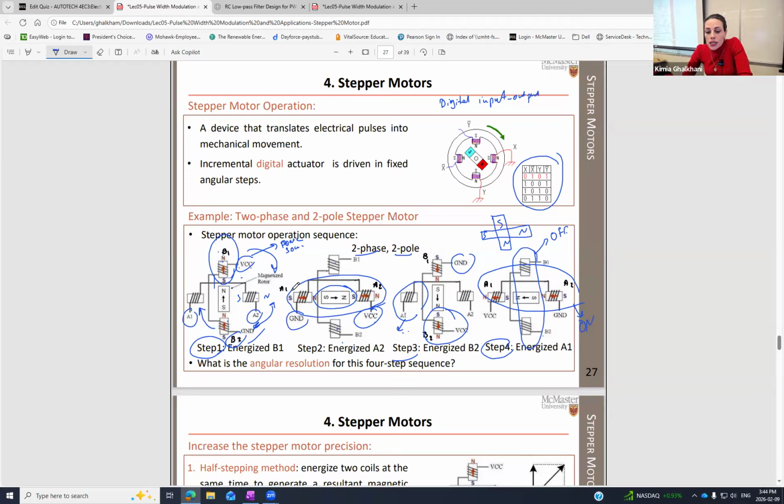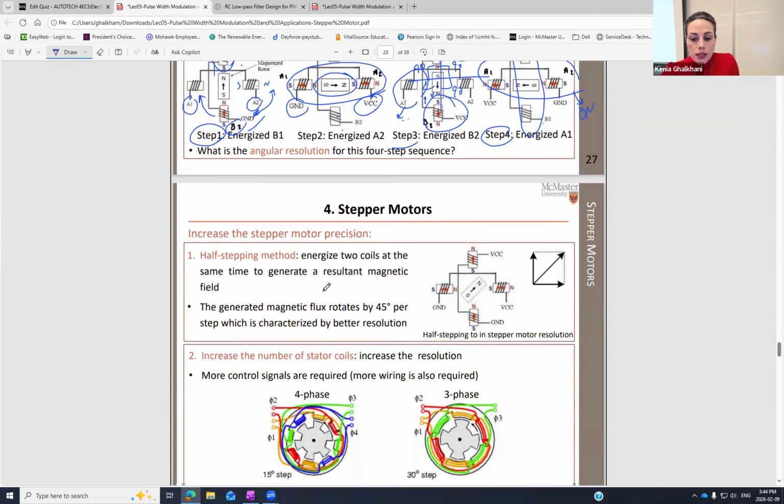I'm having 90 degrees because I have only two phase, two pole. Means this is 90, this is 90, and all of these angles are 90 degrees. If I have a different size, for example two phase, three pole, then all of those are going to change accordingly. Now let's look at how I calculate it.